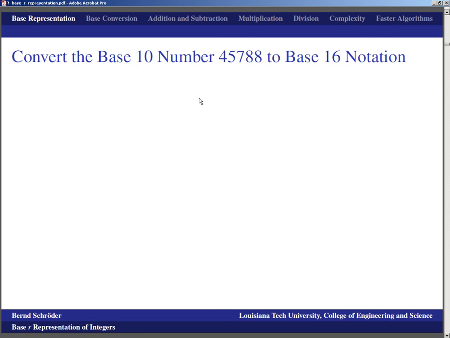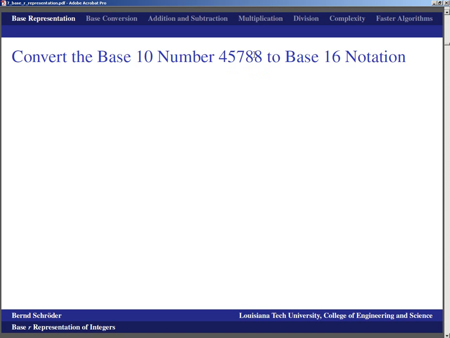If now, on the other hand, we want to convert the base 10 number 45,788 to base 16, well, how on earth are we going to do that? Well, basically, if you're looking at the base representation, and if you divide the number by the base, then the least significant digit, the rightmost digit, is the remainder that you get if you divide the number by the base, right?